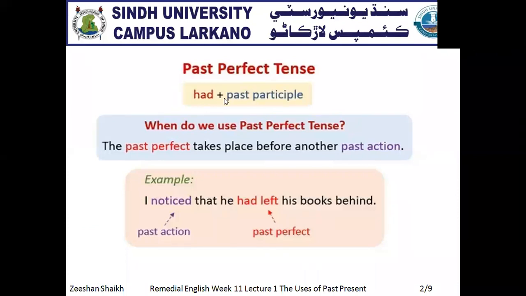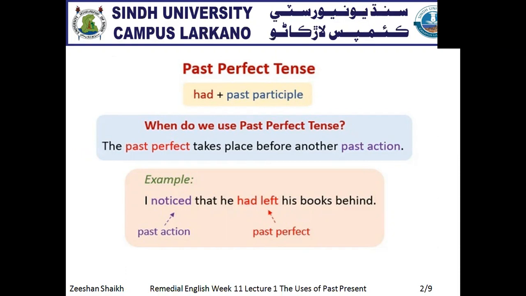Now first of all we have to see what the specific definition and the specific use of your past perfect is. We use past perfect for an action that actually takes place before another past action. It means whenever there are two past tenses, the action which takes place first, we have to give the past perfect.